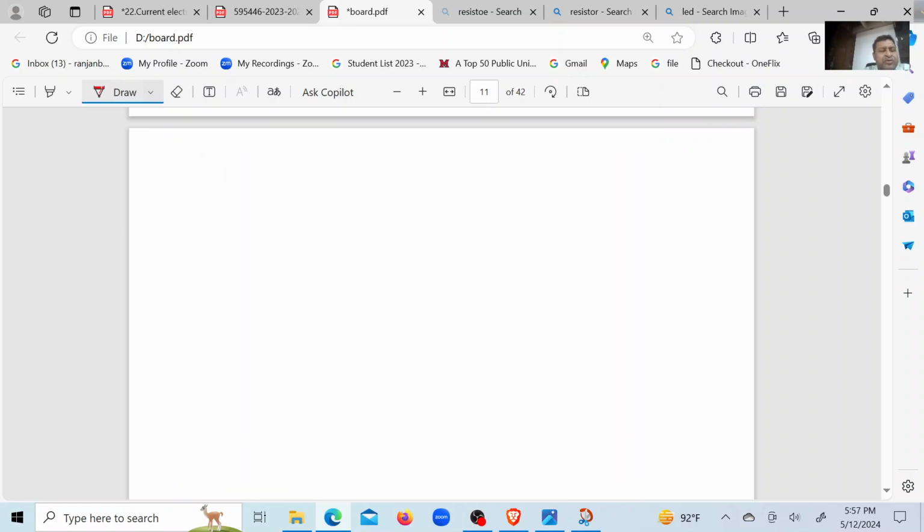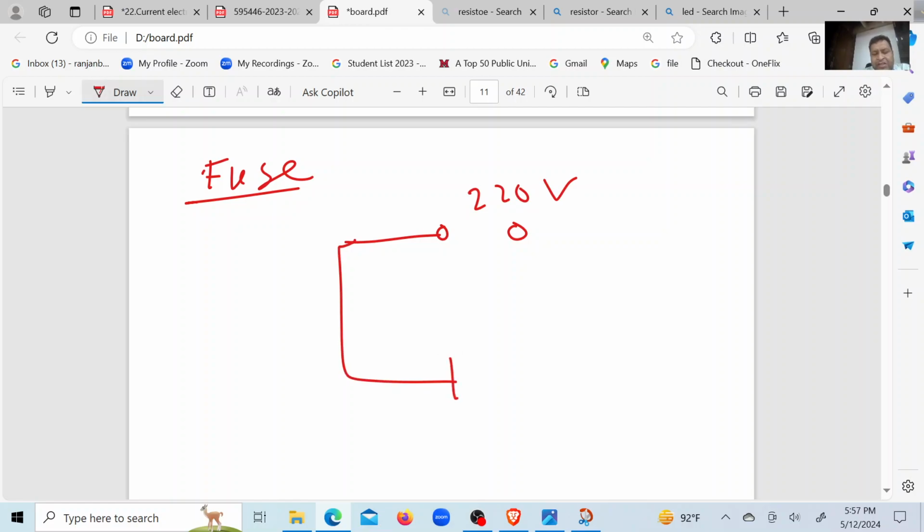Last one is use of fuse. Fuse is used actually to protect an electrical appliance. As for example, look, our supply voltage is 220 volt. You have a TV. You connect it to the supply. TV has resistance 100 ohm.